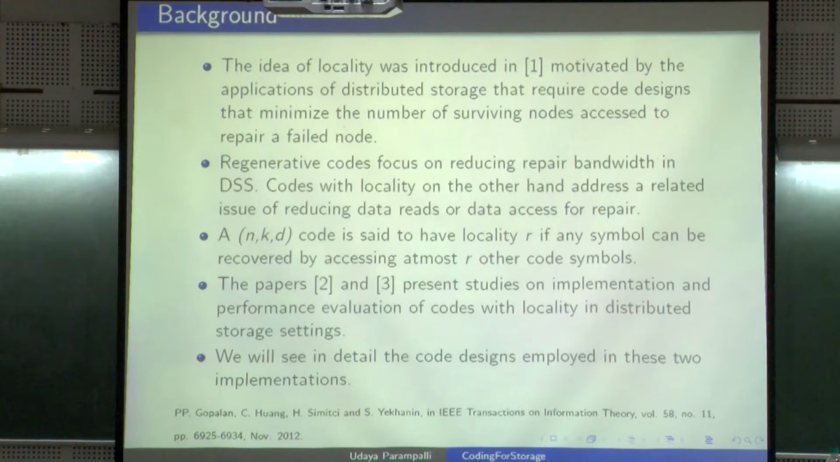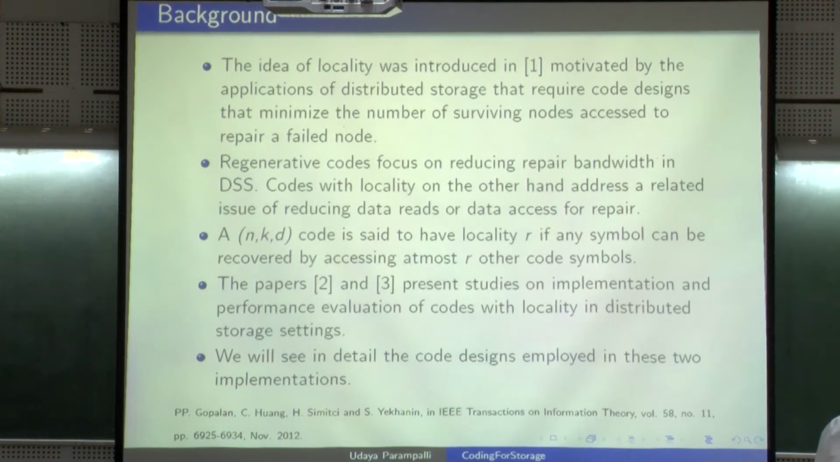So if you have a code symbol written there, now you look at the structure of the code. I will come back to some definitions and then try to actually at least tell you about the important problems in the area, but there are other things. So papers 2 and 3 at the end, one is this one, the other one is from Windows Azure, present the studies and the implementation and performance of such codes with locality.